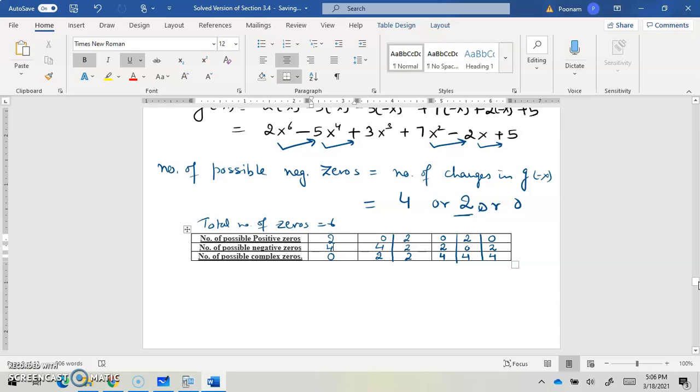So these are all the possibilities. We just kind of analyze the whole situation. For g of x, if number of positive zeros are 2, then negative zeros will be 4 and number of complex zeros would be 0, and so on. So that is the kind of analysis using Descartes' rule.